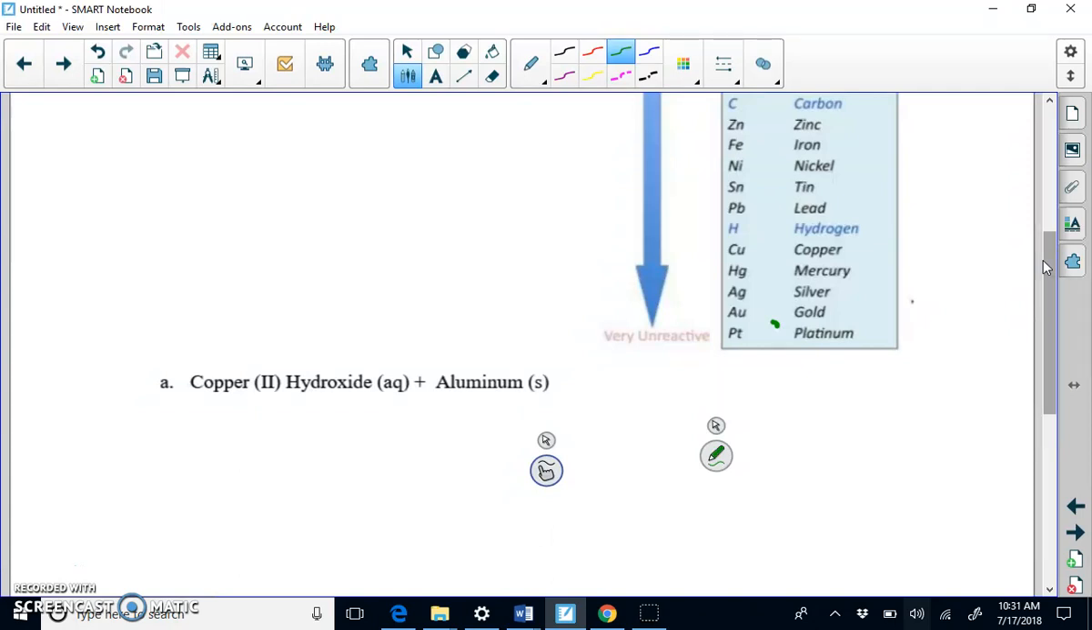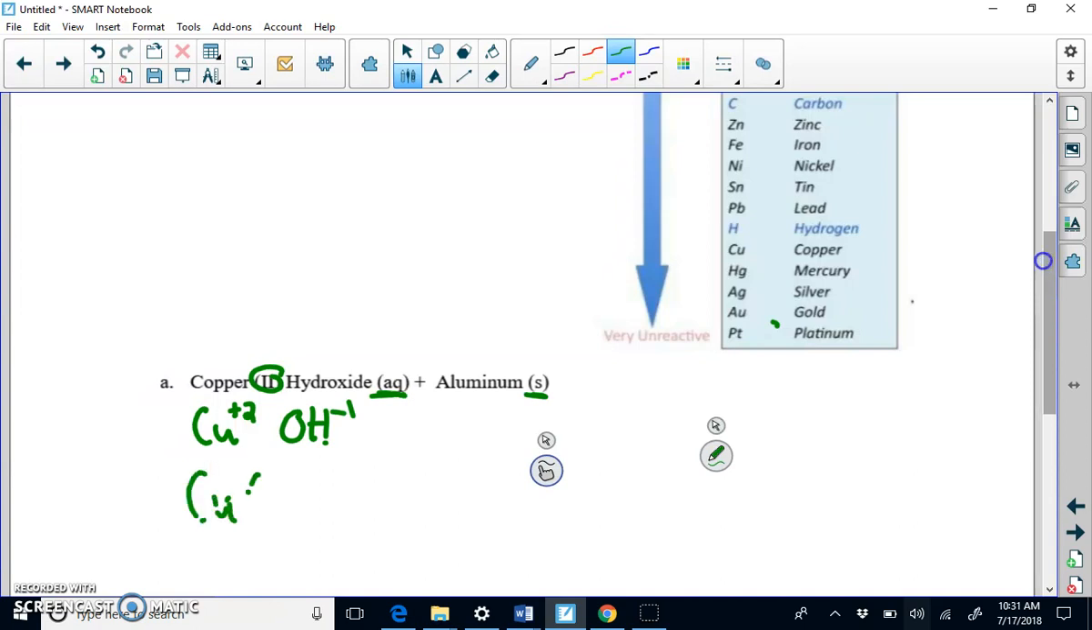Just so you know, AQ means dissolved in water, and S means solid. So here we're reacting a solution of copper hydroxide dissolved in water with aluminum solid. So we're first going to write the formula. Copper, this is telling you that it's +2. Hydroxide, which we need to memorize, is OH, and its charge is -1. Okay, so we're going to write the formula.